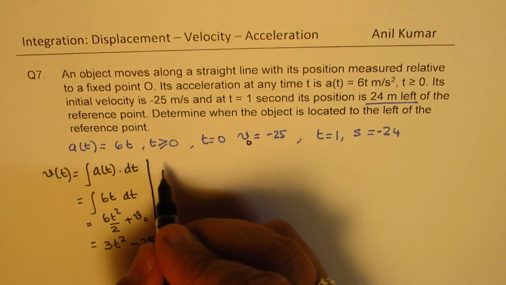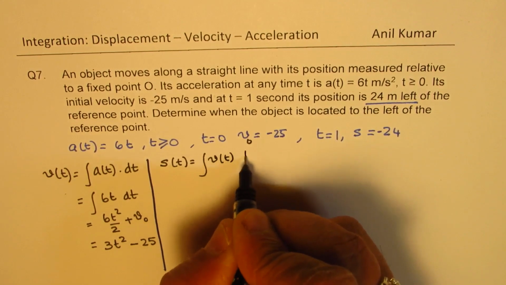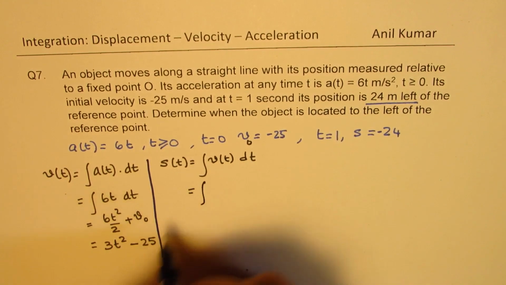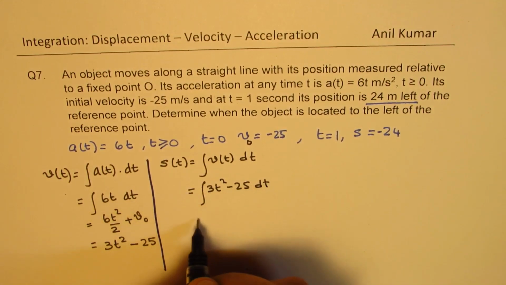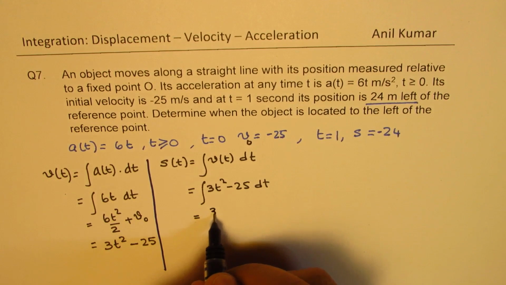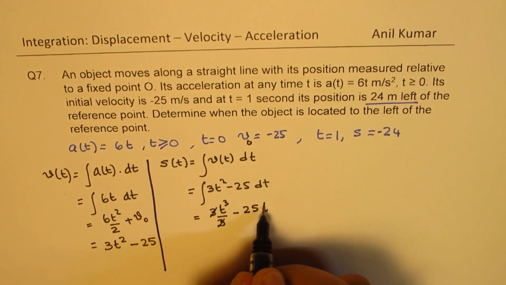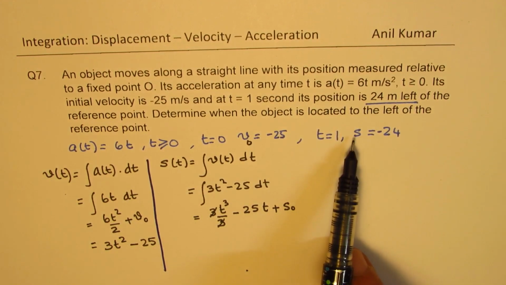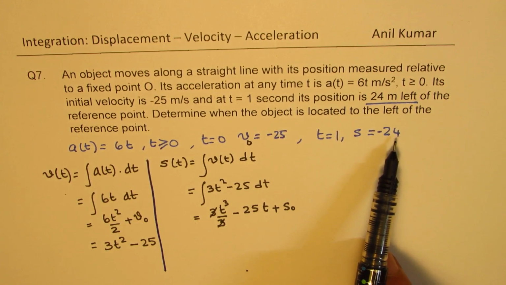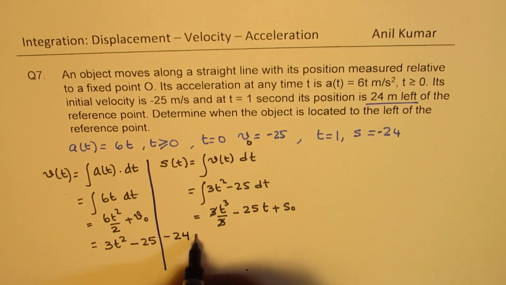Now let's find the displacement. So displacement will be the integral of velocity, right? So that is the integral of all this, 3t² − 25 dt, right? So that is 3t³ divided by 3, so they will cancel, okay, minus 25t plus initial displacement. Now we are given that the displacement is −24 for t equals 1. So substitute 1 here and we'll write −24.